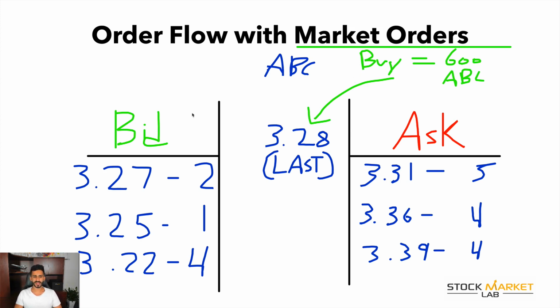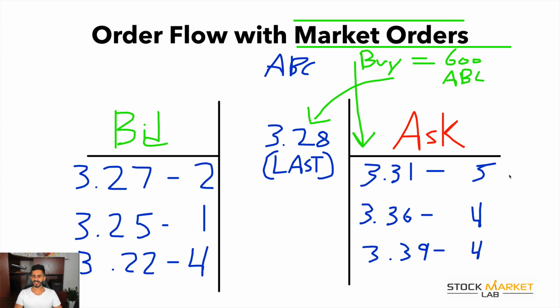So who is selling? Is the bid side selling or the ask side selling? The ask side is selling. Since the ask side are the sellers, you are buying at their price because you're using a market order. A market order says I'm looking to buy this stock for whatever price the seller is looking to sell it for. And they're selling it for $3.31. So I'm buying 600 shares at the market price.